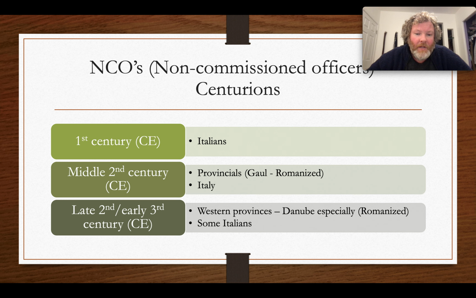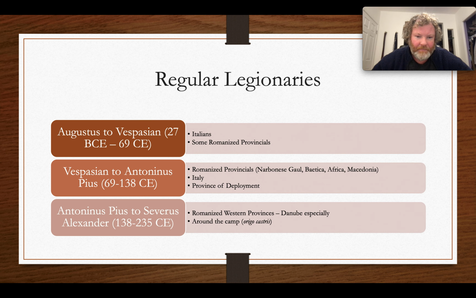In the 1st century, most of these officers were Italians. By the time we get to the middle of the 2nd century, there are more provincials serving, people from Gaul, more or less modern-day France, and a few other parts, and Italy. And then when we get to the late 2nd, early 3rd century CE, so this is really when Polion was alive, a lot of them, much like him, are from western provinces along the Danube, and there's still some Italians.